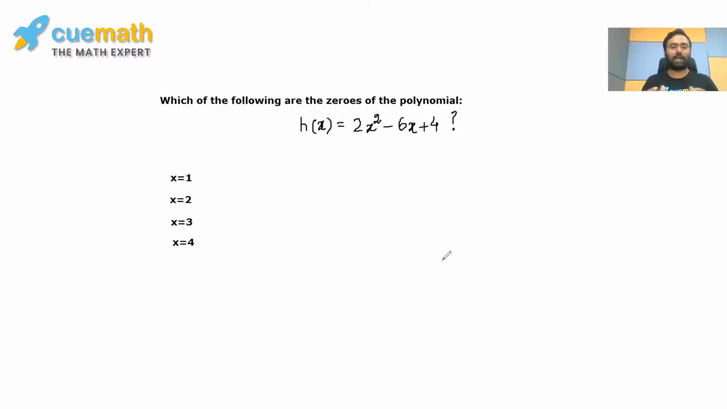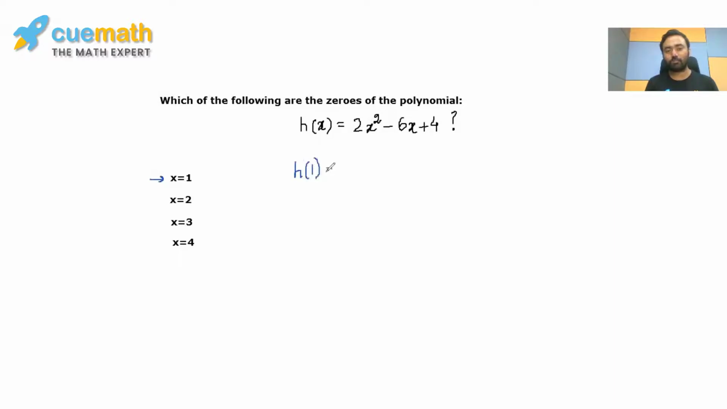So basically, we do have a question here where we have been given 4 options, and we'll have to check which of these following are the zeros of this polynomial h of x equals x square minus 6x plus 4. Now let's substitute each of these options to check which of these options are the zeros. So let's take the first one. It's given x equals 1. So in place of x, we are going to substitute 1.